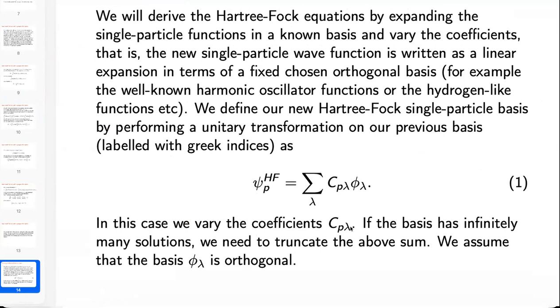It could be a handy one, like the harmonic oscillator, if that is a relevant problem. It could be hydrogen-type orbitals. It could be a set of Gaussians if you're doing quantum chemistry. And then you can expand this orthogonal set of basis states and then set up a new wave function.